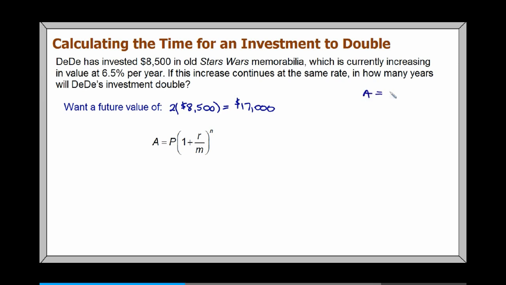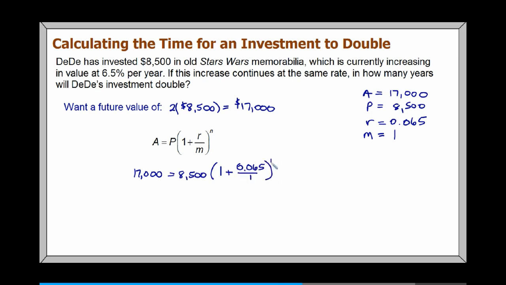A equals 17,000, which is double the original amount of 8,500. P equals the original amount of 8,500. r equals 0.065, which is the annual interest rate written as a decimal. And m equals 1, because the compounding is done once per year. Substituting the values into the formula, we have 17,000 is equal to 8,500 times the quantity 1 plus 0.065 over 1 to the power n. Dividing both sides by 8,500 gives us 2 is equal to 1.065 to the power n.